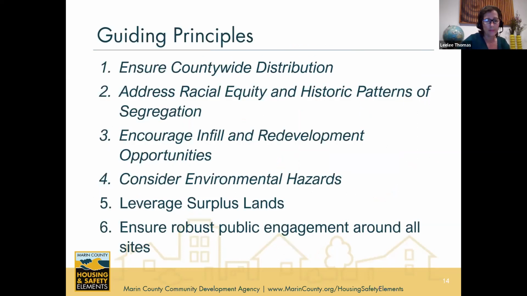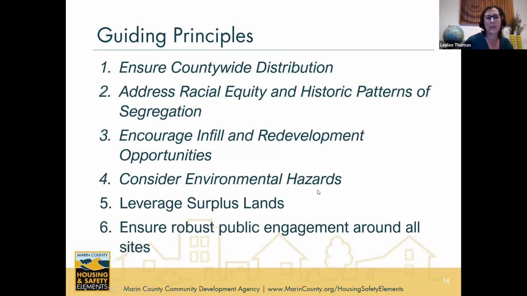Next slide, please. So with this significant challenge that we have in front of us of planning for over 3,500 new homes in the unincorporated county, we went to the board for a joint session with the Board and Planning Commission in December of last year, and they approved the following guiding principles to help us in the site selection process.